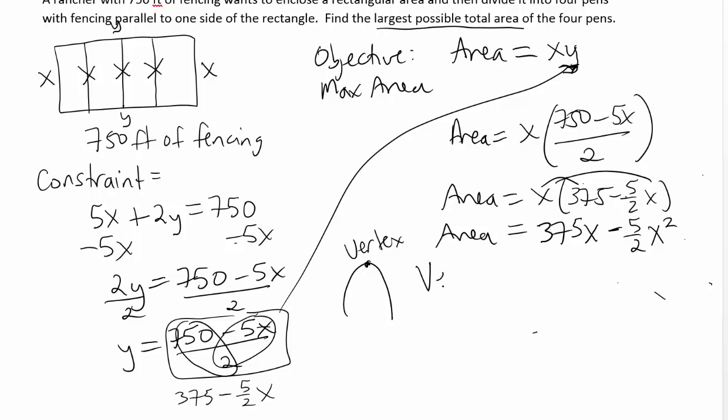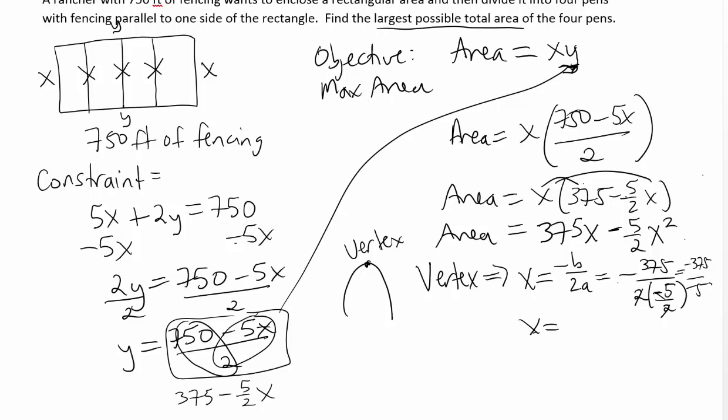So to find this vertex, it's just going to be using the vertex formula, which says that the x-coordinate would be minus b over 2a. And in this problem, the b is this 375, and the a is this negative 5 halves. So the 2's would cancel here in the bottom, and we end up getting negative 375 over negative 5, which would give me an x that's equal to 75.